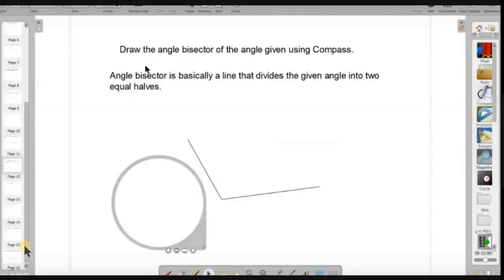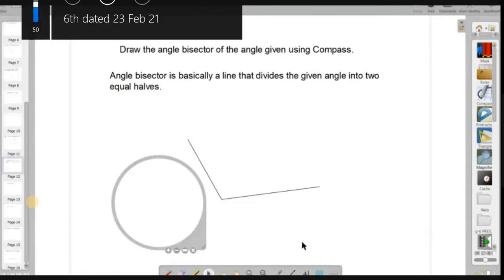Drawing the angle bisector of the given angle using a compass. An angle is given here. Here you can see this is the angle given. And for this angle you will have to draw the angle bisector.